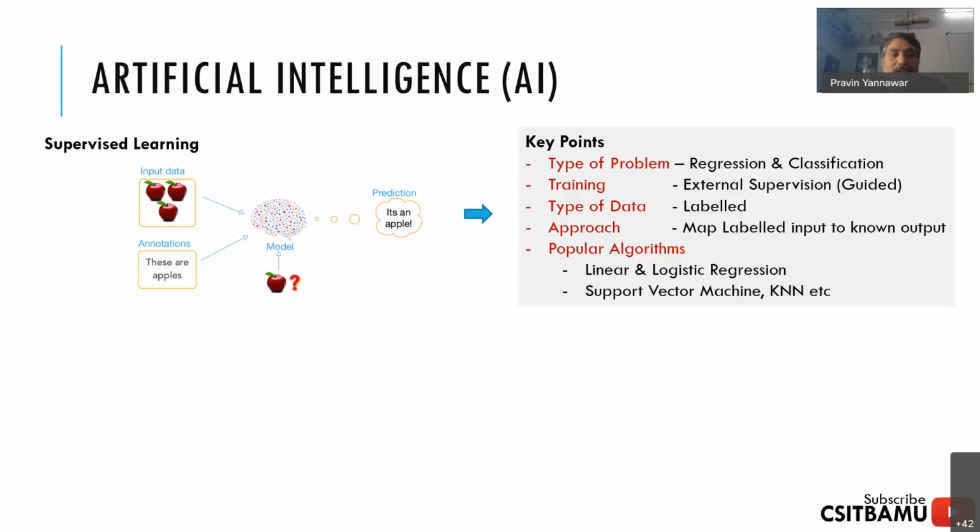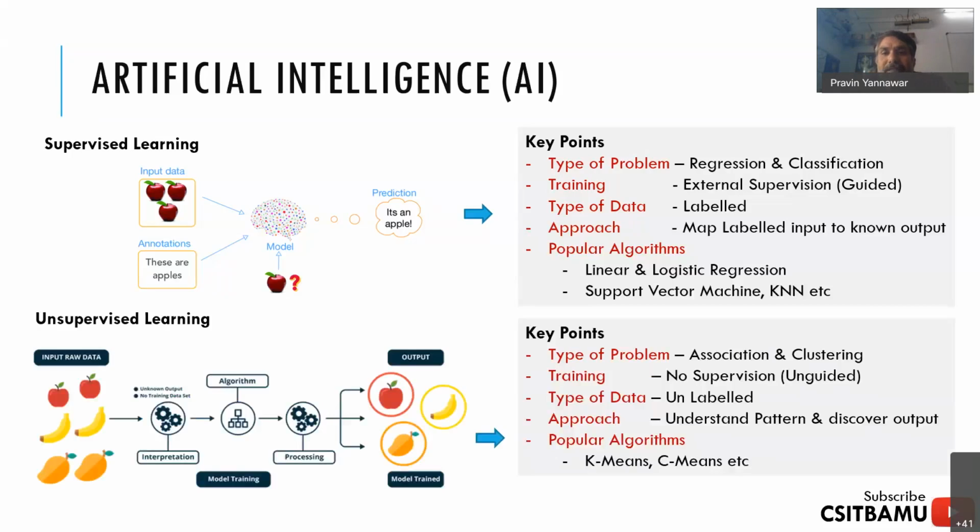So when to go for supervised learning? The key points: you need to understand the problem. You need to understand the kind of training you are going to perform. Then you need to understand what type of data you are going to use. Then you need to identify the approach, like map labeled input to known output. Then you go for popular algorithms, or if you wish, you can define your own algorithm as per your requirement. Now, what if it is unsupervised learning?